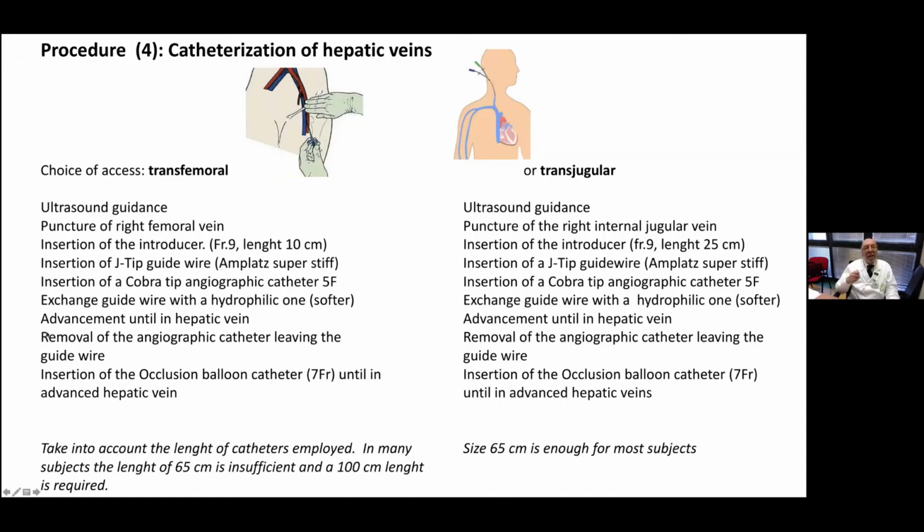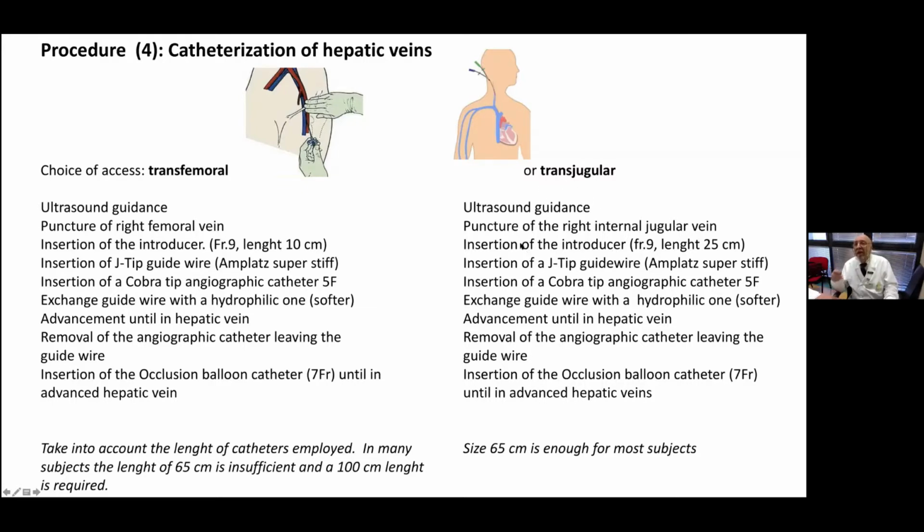At this time, we remove the angiographic catheter and leave, obviously, the guide wire in the right place. And over this guide wire, we insert the occlusion balloon catheter, that is 7 French, that we already prepared in advance, until it is in the advanced hepatic vein. It is nearly the same for how to do the transjugular.